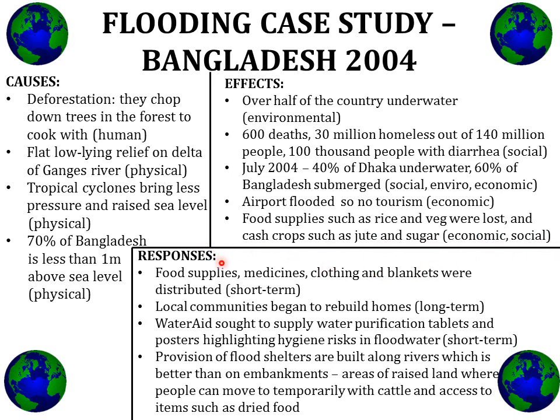Responses to the flood: food supplies, medicines, clothing and blankets were distributed, a short-term response. Local communities began to rebuild homes, long-term response. Water Aid sought to supply water purification tablets and posters highlighting hygiene risks in floodwater. And the provision of food shelters are built along rivers, which is better than on embankments, which are areas of raised land where people can move to temporarily with cattle and access to items such as dried food.